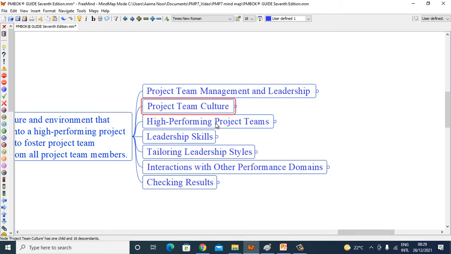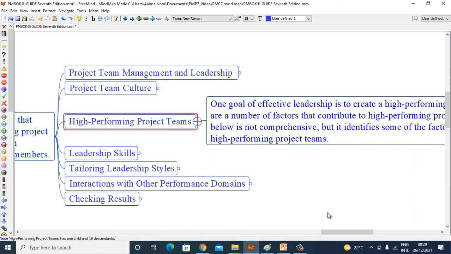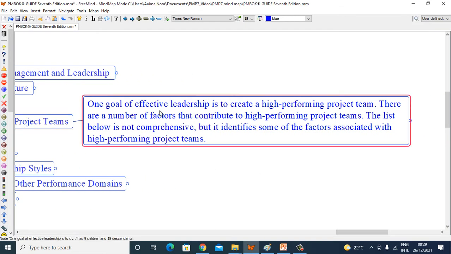High-performing project teams. One goal of effective leadership is to create a high-performing project team. There are a number of factors that contribute to a high-performing project team. The list given here is not comprehensive, but it identifies some of the factors associated with high-performing project teams.